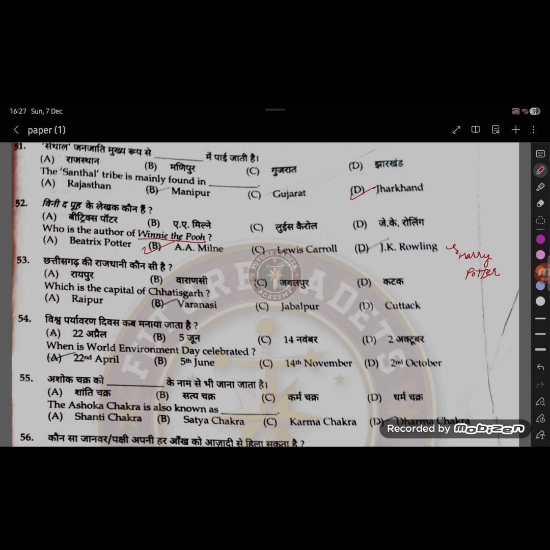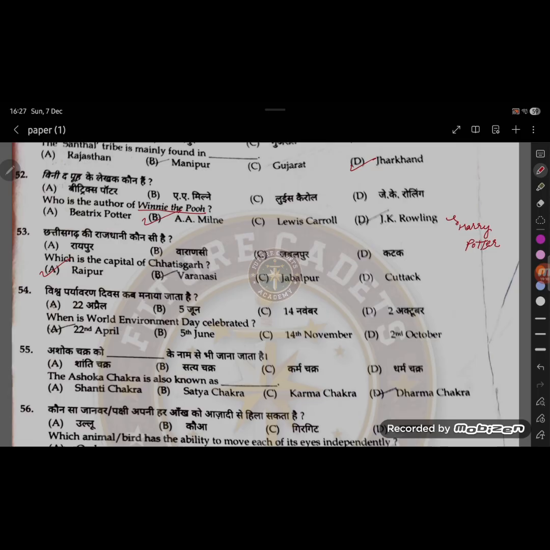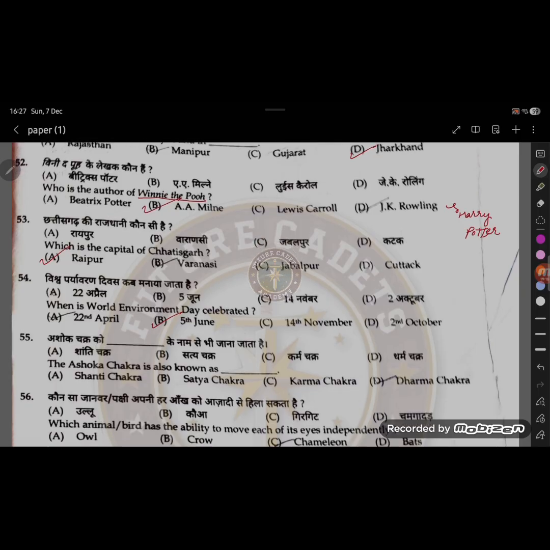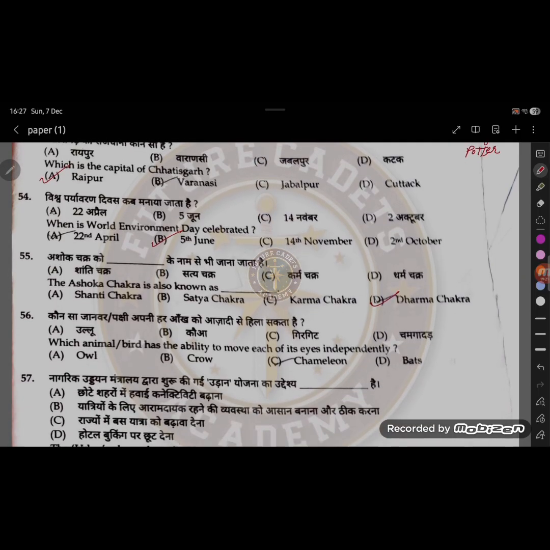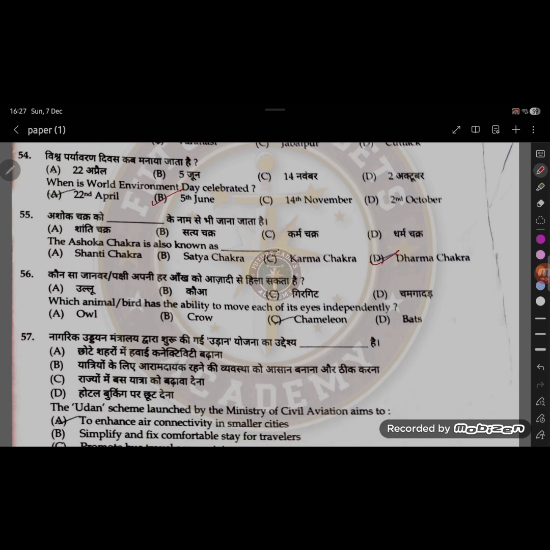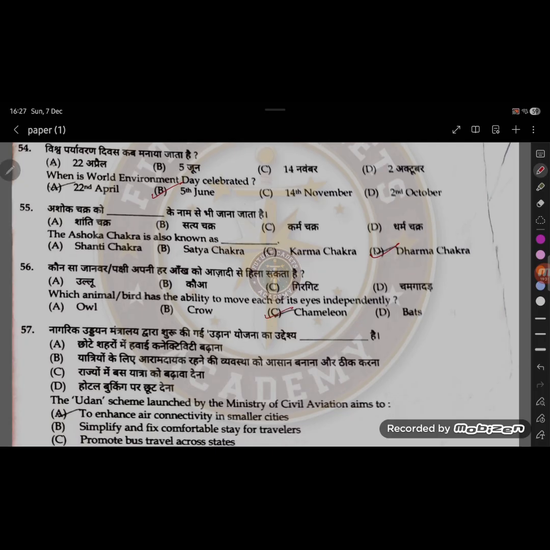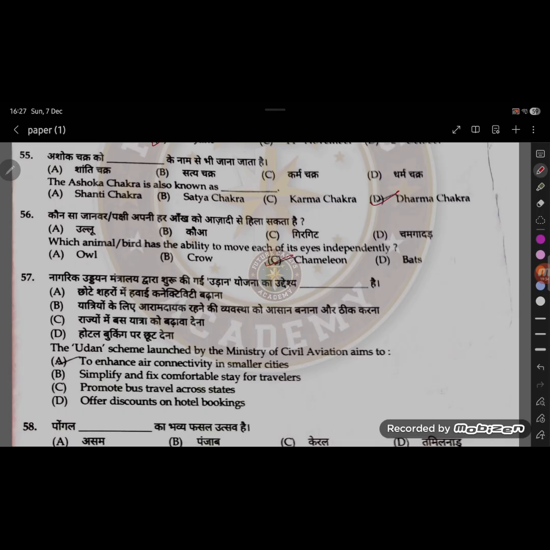So let's check whether we get the 53rd question correct or not. The 53rd question asks, which is the capital of Chhattisgarh? It was quite easy to know. Raipur is the capital of Chhattisgarh. 54th, World Environment Day. It is celebrated on 5th of June. Now about Ashok Chakra. It is also known as Dharma Chakra. I hope you get this right. 56th is about the ability to move each of its eyes independently. Which animal? It is our chameleon, which can move its eyes independently.